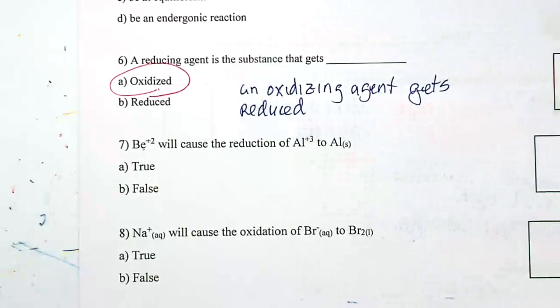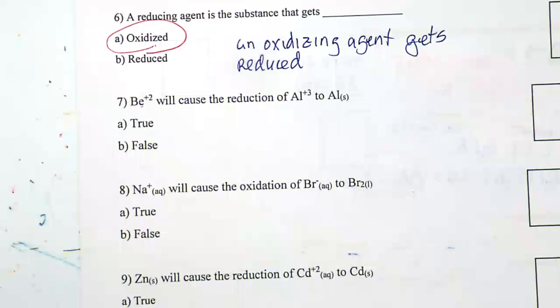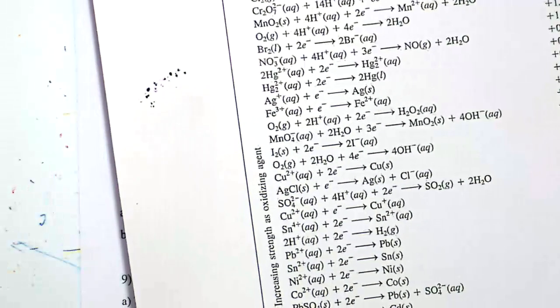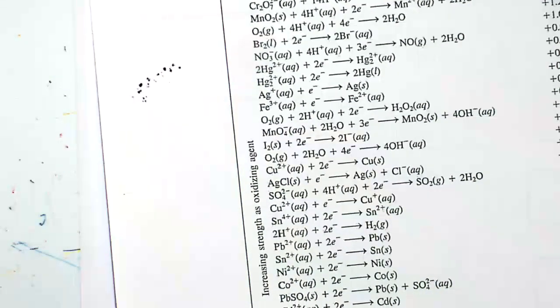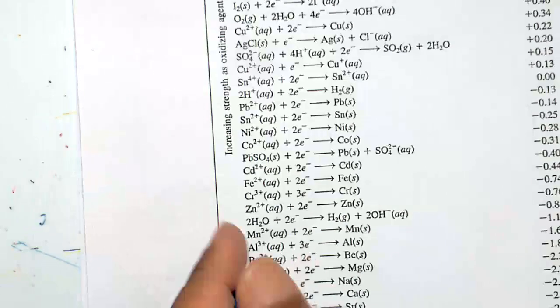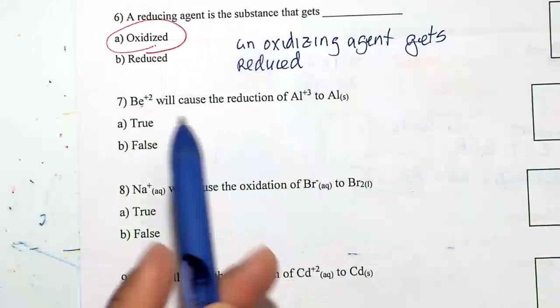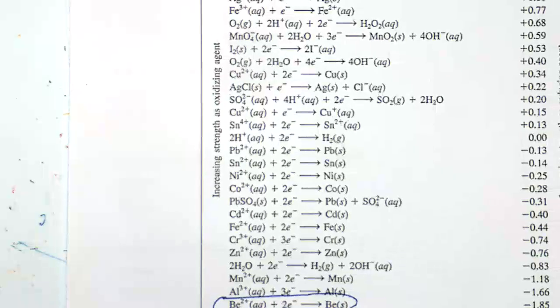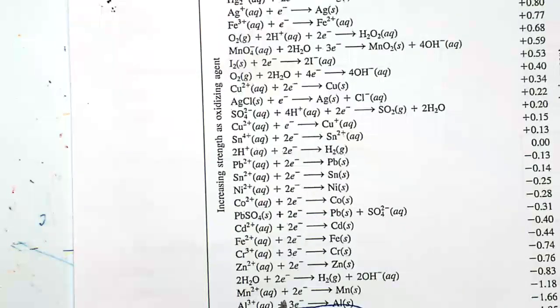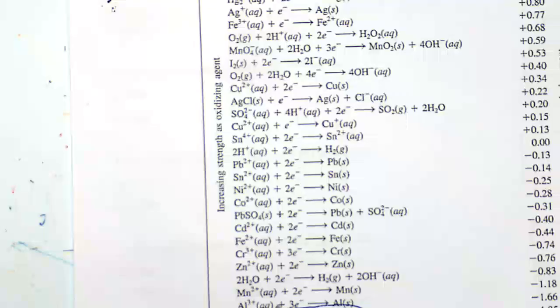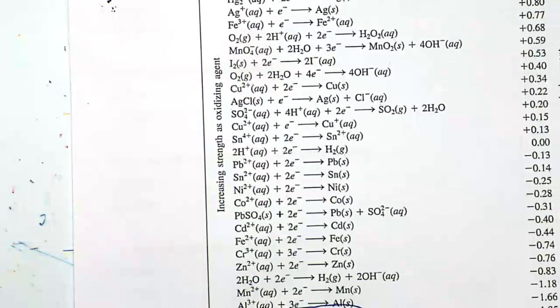Beryllium plus 2 will cause the reduction of Al plus 3 to Al. Beryllium plus 2. Where is that? I don't see beryllium here. Will cause the reduction of Al plus 3 to Al. What is reduction? It means everything up above is reduction. So do you think this is true or false?